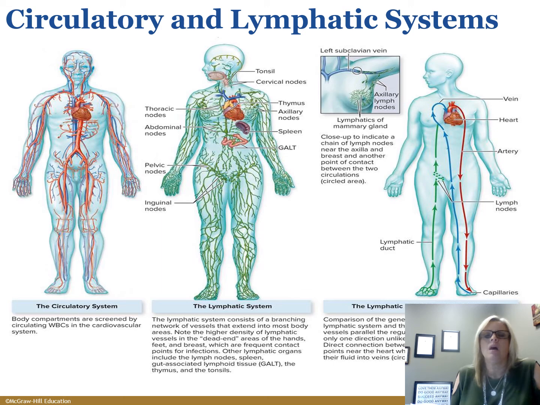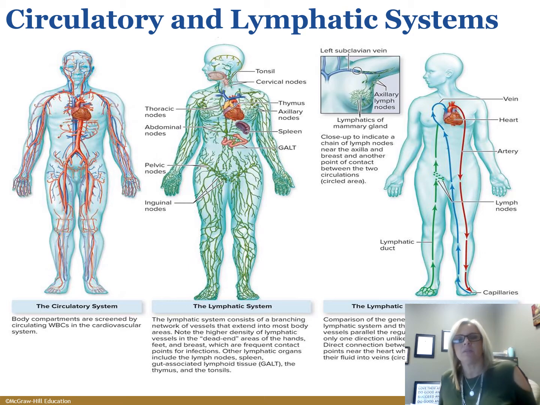All right. The function of the lymphatic system is to transport lymph through an increasingly larger tributary system of vessels and lymph nodes, which are going to lead to major vessels that will drain back to the circulatory system. In the circulatory system, the body compartments are going to be screened by circulating white blood cells, okay? The lymphatic system is going to be that branching network of vessels that extend into most body areas. You can see all the way down to the tips of your fingers and toes.